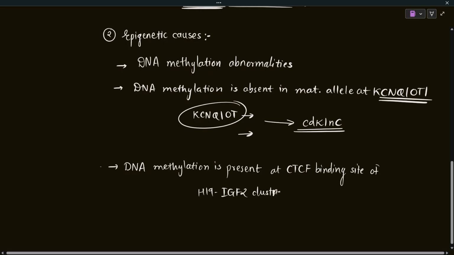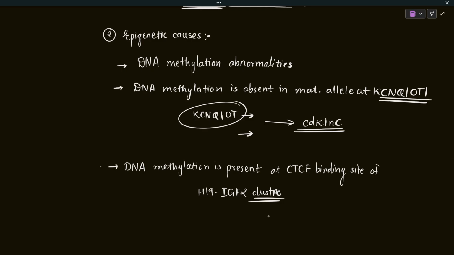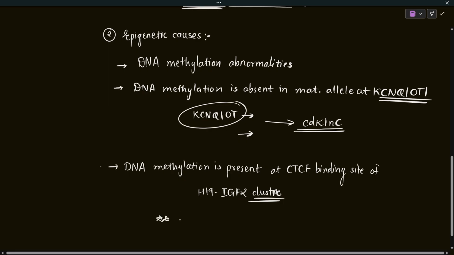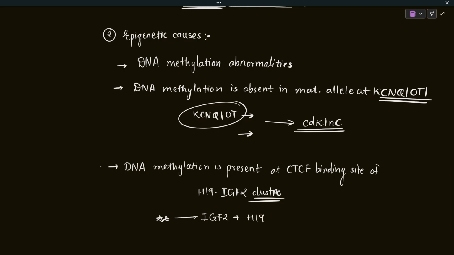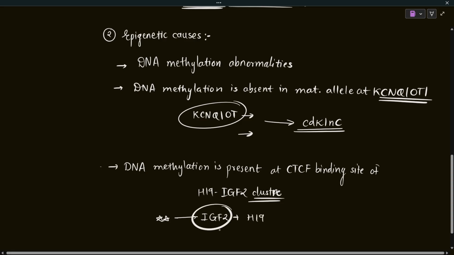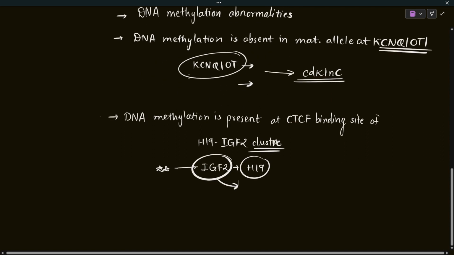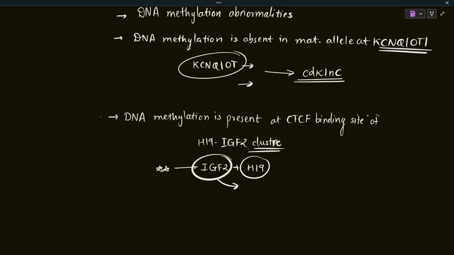So at this cluster, if the CTCF binding site is methylated, it means that CTCF won't be able to bind, and this will lead to the enhancer controlling both IGF2 as well as H19. So this will lead to the expression of IGF2, and let's say that there is methylation at H19. So let's say that DNA methylation is present at the CTCF binding site as well as the H19 gene. In both of those cases, there will be more production of IGF2.